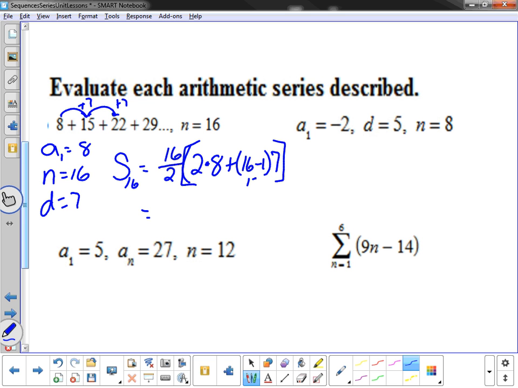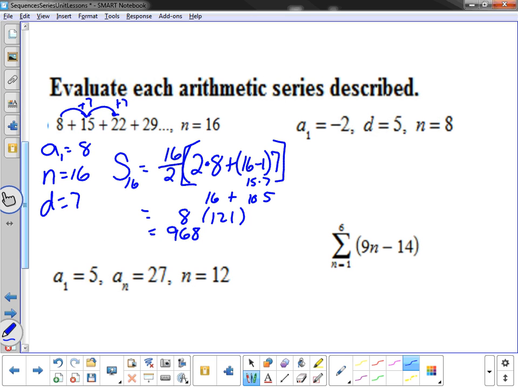Now all I got to do is follow the order of operations. 16 minus 1 is 15. 15 times 7 is 105. 2 times 8 is 16. 16 plus 105 is 121. 16 divided by 2 is 8. 8 times 121 is 968. And there comes some more thunder and rain. So I could have done it that way, or I could have found all 16 numbers and added them up. I could use that formula.